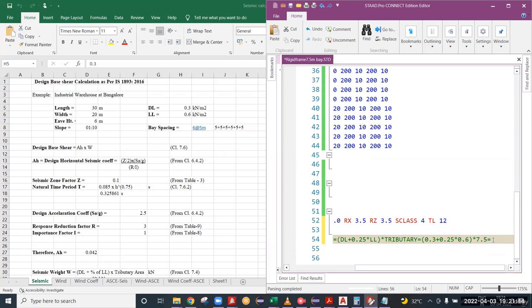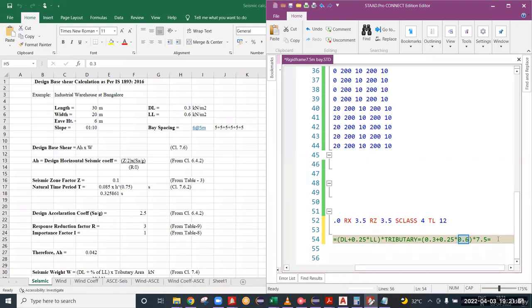0.3 plus 0.25 into... actually, 0.25 is not there in our code, but companies will follow it for some safety precautions only. Nothing will change; 25% of the live load is just 0.6, but there will be nothing change if you give 25% extra. So dead load plus 0.25 into live load into 7.5.